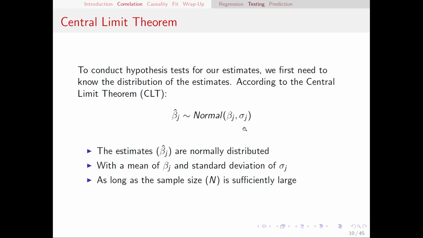When I write beta j here, j is just standing in for any of the parameters that we're trying to estimate. If we have 3 different parameters, j could be 1, it could be 2, it could be 3, or 0, of course, for the intercept. The central limit theorem hinges on the idea that we have a sufficiently large sample size. The interesting thing about this is that it does not actually matter what the distribution of the actual observations are. As long as we have a sufficiently large sample size, the estimates will be normally distributed.